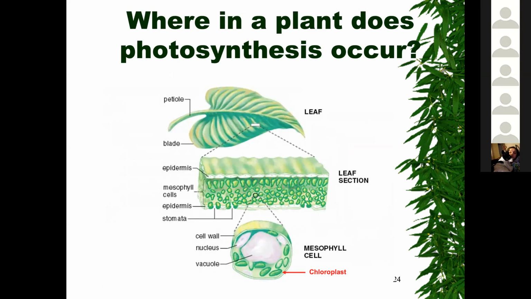So in a leaf, you can see the structure of a leaf here. It has an epidermis on each side and what are called mesophyll cells in between the two epidermal layers. And there are stomates for breathing. This is how oxygen is released and carbon dioxide is taken in. And if you look at just one of these cells from the mesophyll, you can see that it has a cell wall, has a nucleus, has a huge vacuole, and it has these green objects called chloroplasts. That's where the chlorophyll is. That's where light is captured.